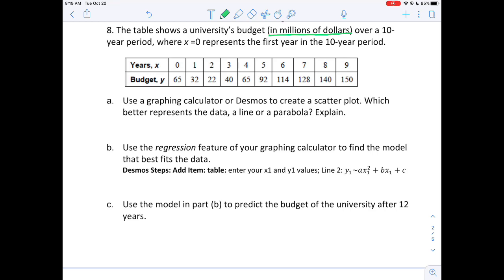We want to use a graphing calculator or Desmos, and today we'll be emphasizing Desmos, to create a scatter plot and decide which better represents the data, a line or a parabola. We'll then use our regression feature on our graphing calculator, which we're using Desmos, to find the model that best fits that data. We have the Desmos steps listed here, but I'm going to go over those in detail with you over on Desmos. And then we'll predict the budget of the university after 12 years.